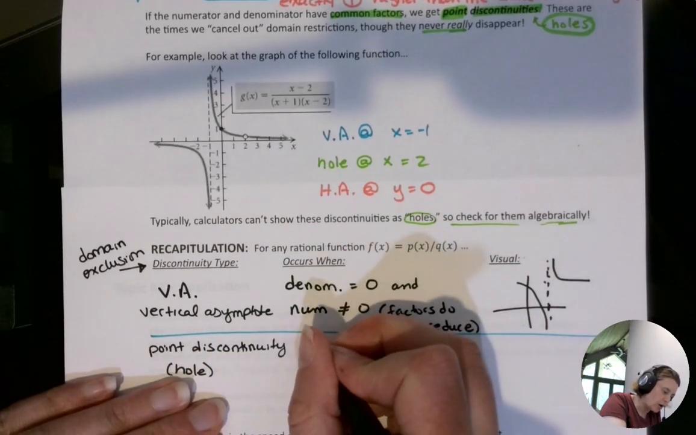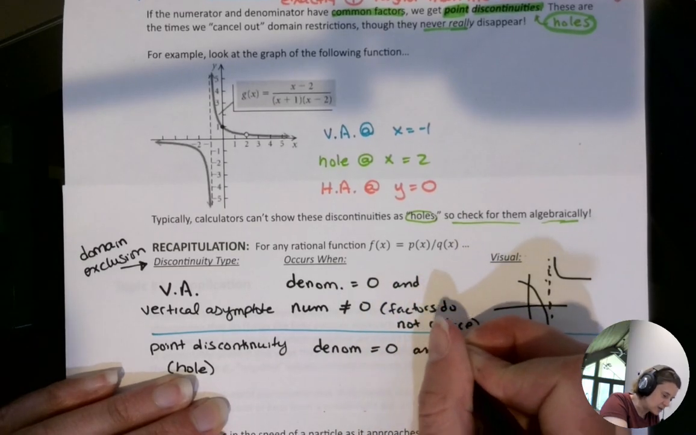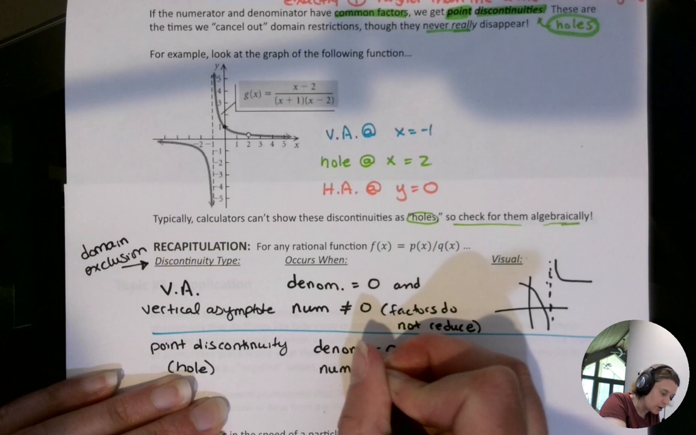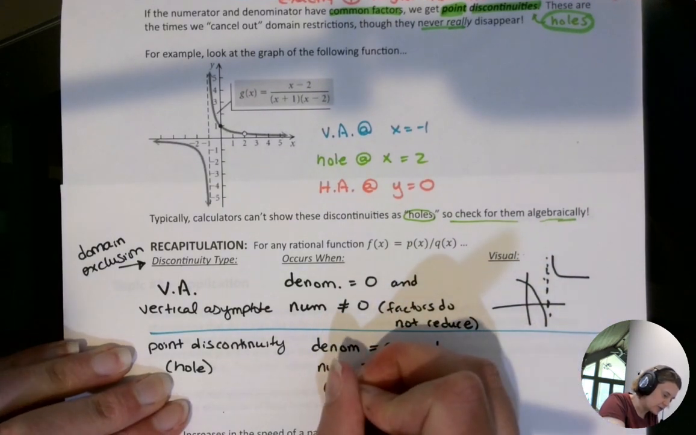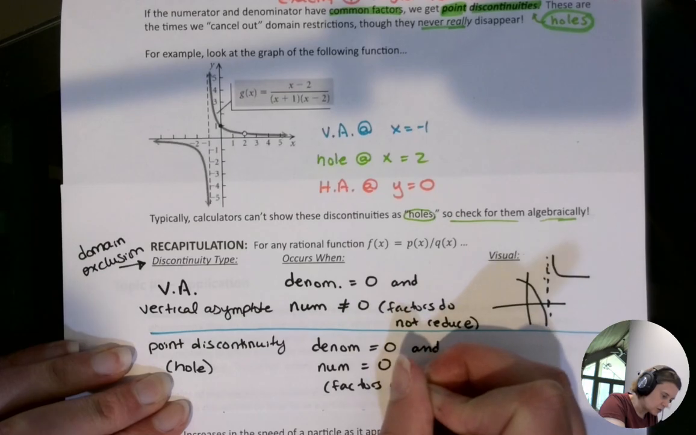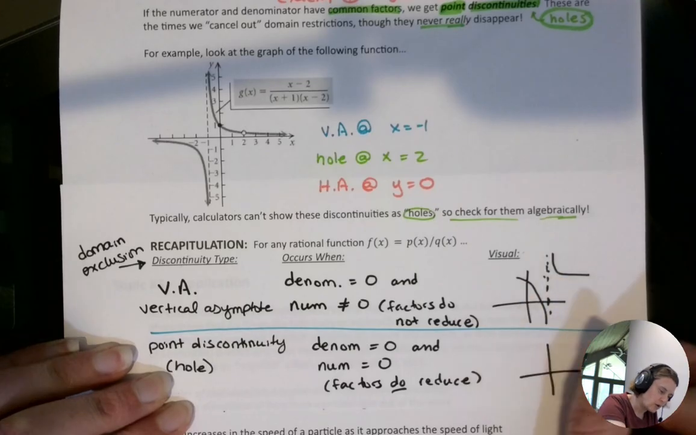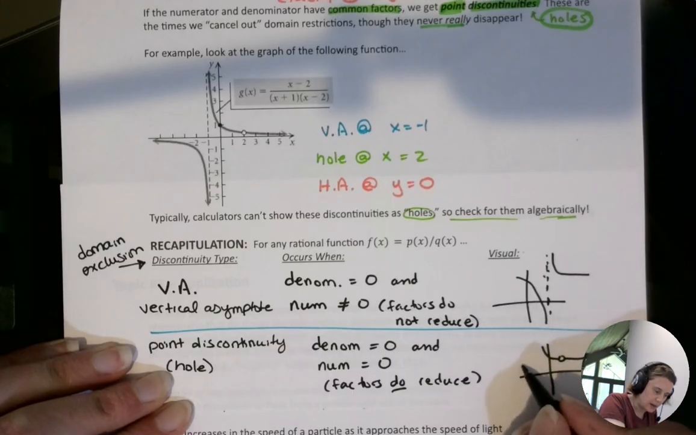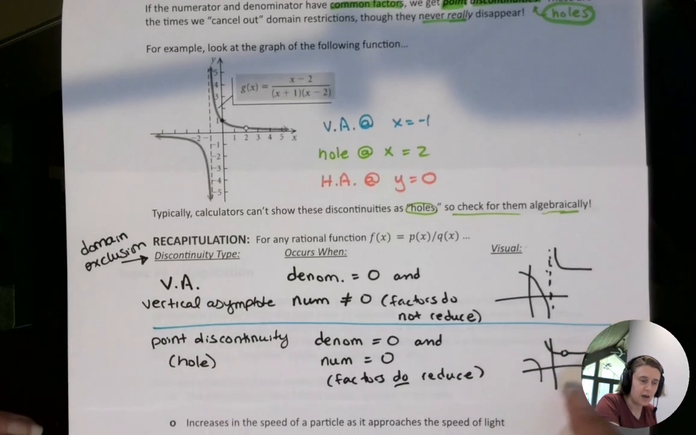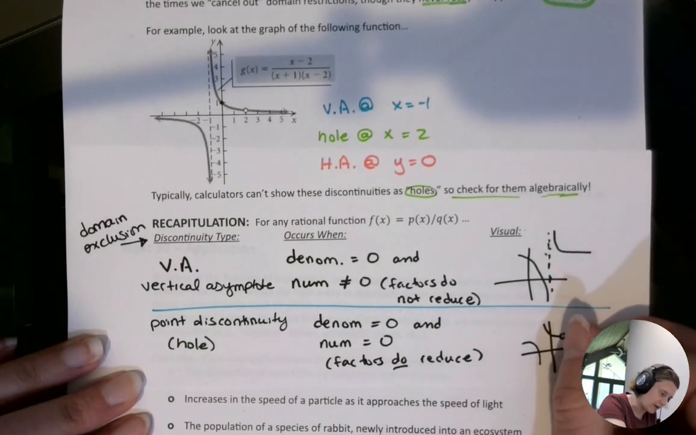And this is going to occur when the denominator is equal to 0 and the numerator is also equal to 0, aka the factors would reduce. They have the same solution right here, aka these factors do reduce. And the graph would just have a hole at that value instead of an asymptote. Might have an asymptote somewhere else, but the value in question would be a hole in the graph at whatever that a value is.